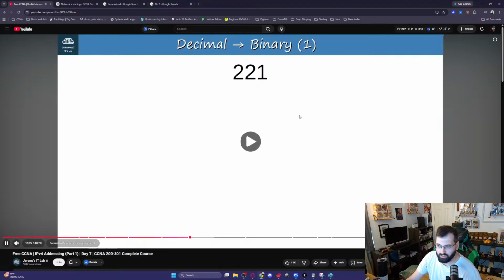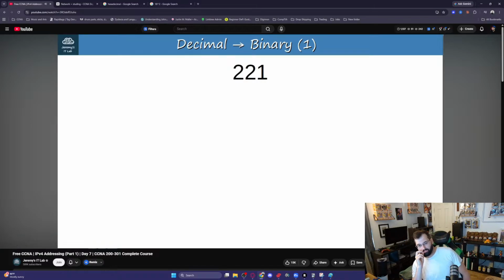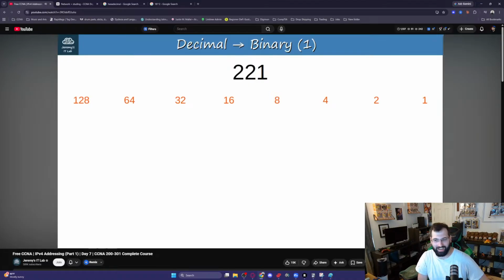Okay, let's stop watching. We have the decimal number 221. How can we go about converting it to binary? I recommend writing out the values of each bit in the binary octet, starting from 128, and then try to subtract each number from the decimal number you're trying to convert. As you can see, we can subtract 128 from 221. So write a 1 under 128. Now we've got 93 left. Can we subtract 64? Damn it!